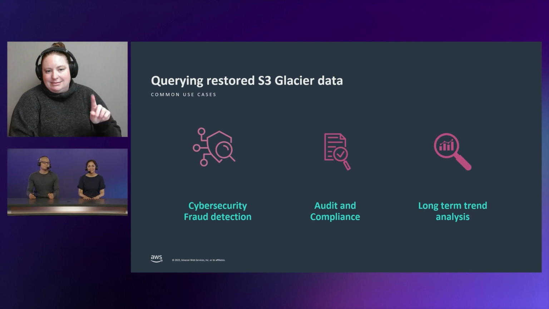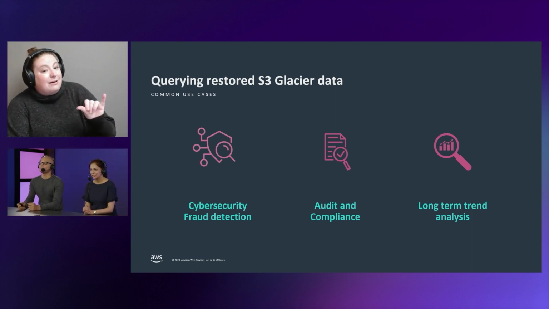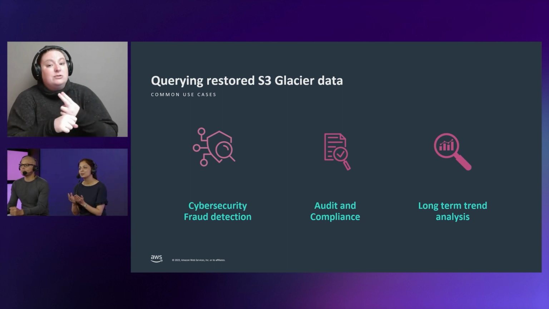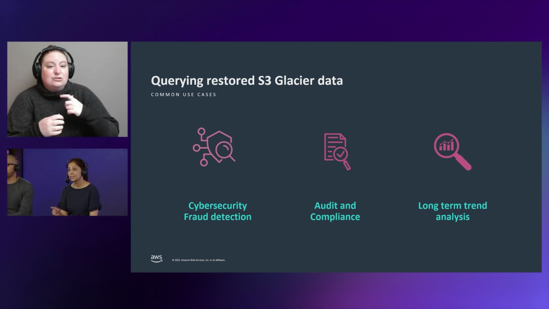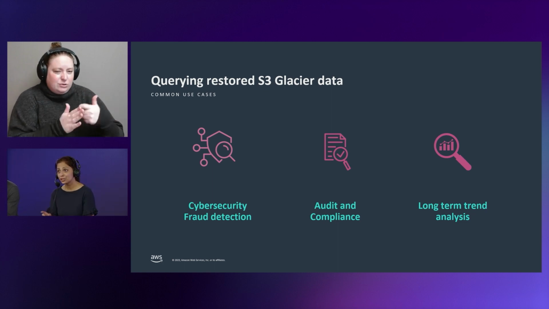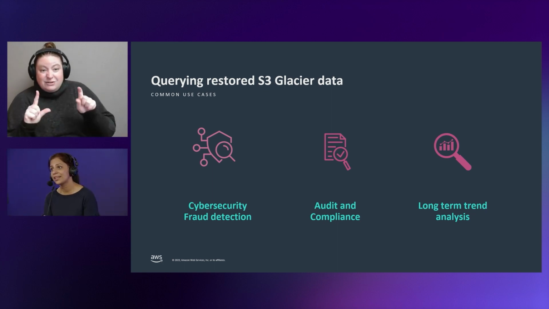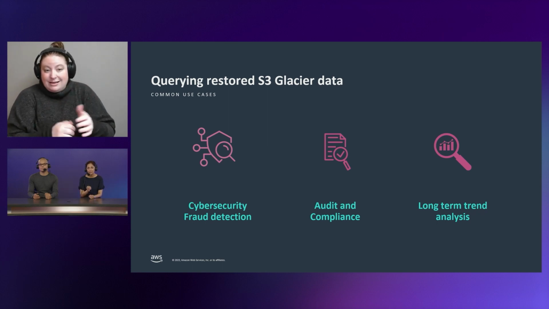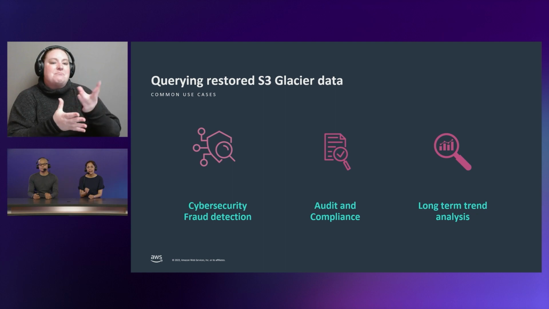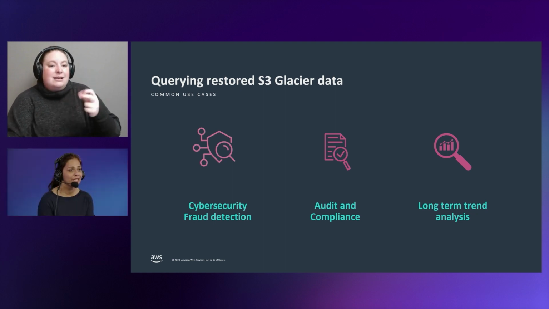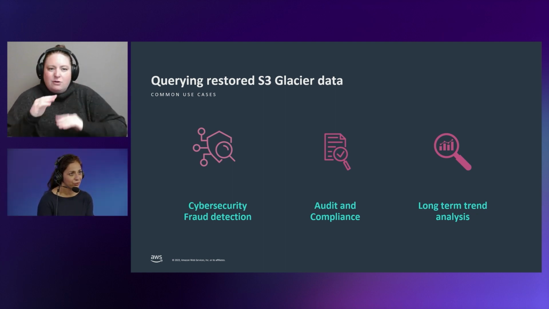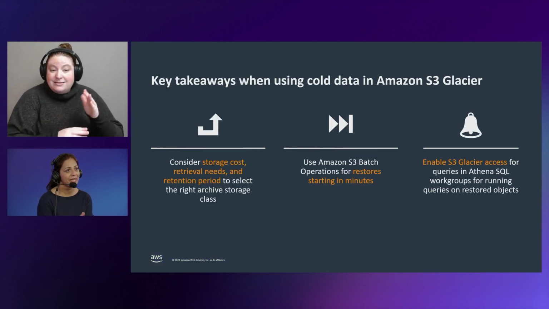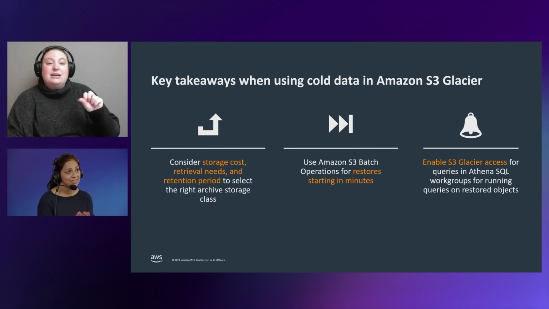Thanks, Guy. Now let's summarize the key takeaways from today's session. Firstly, we recommend that you use Amazon S3 Glacier storage classes to store your cold data at low costs. Consider your retrieval needs, your storage costs, as well as the retention duration to select the right archive storage class. Secondly, we recommend that you use Amazon S3 batch operations with the standard restores in Amazon S3 Glacier Flexible Retrieval to get up to 85% faster restores. And finally, if you would like to run analytics on objects restored from Glacier, enable S3 Glacier access for Athena in SQL workgroups.